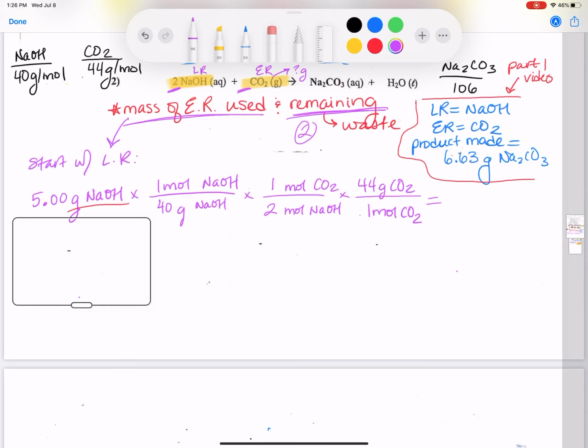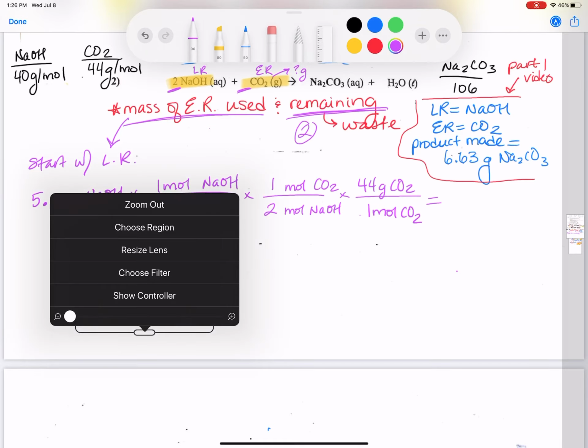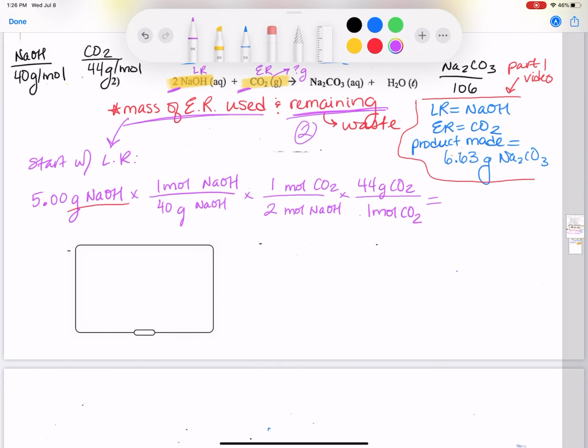So right now, from this stoichiometry equation, I was able to look at the relationship between my sodium hydroxide, which was my limiting reactant, so let me label that right here, and I'm going to finish with grams of CO2, which is my excess reactant. So that's what this string equation was looking at.